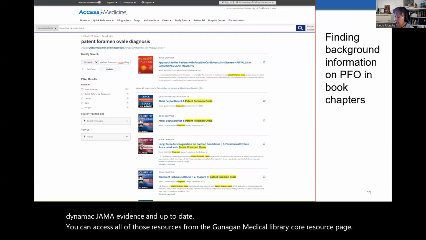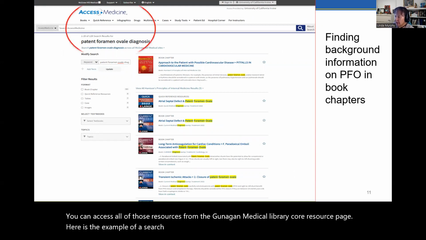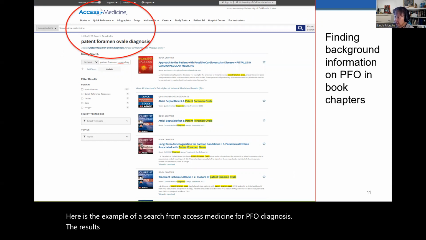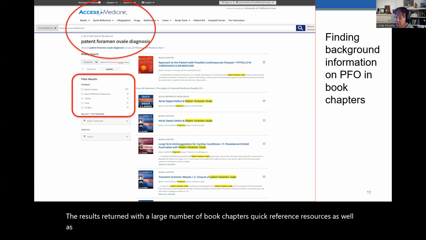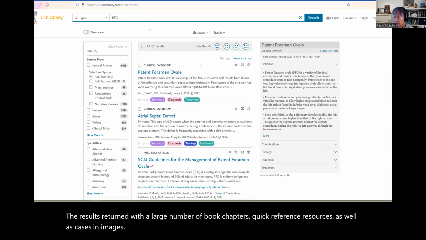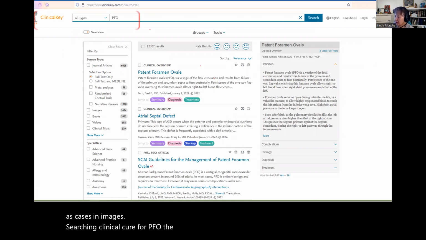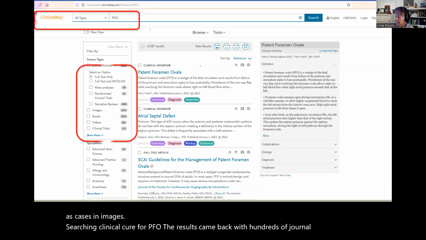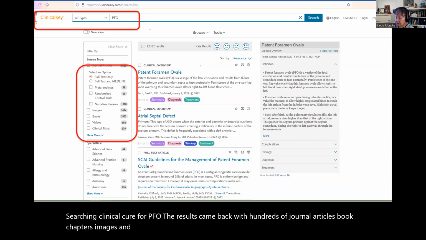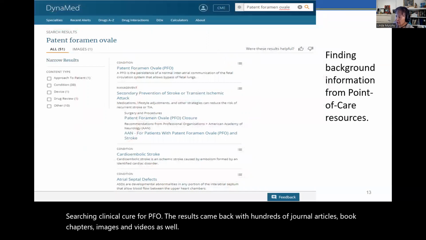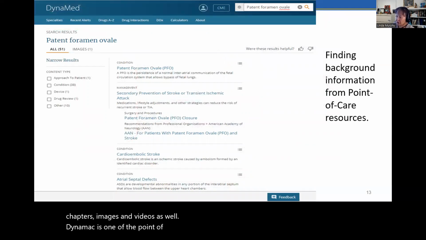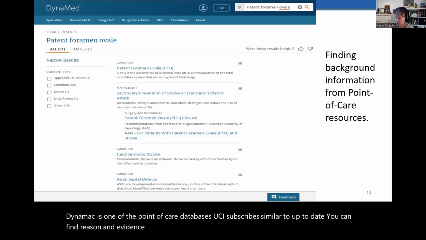Here is an example of a search from AccessMedicine for PFO diagnosis. The results return a large number of book chapters, quick reference resources, as well as cases and images. Searching ClinicalKey for PFO, the results came back with hundreds of journal articles, book chapters, images, and videos as well. DynaMed is one of the point-of-care databases UCI subscribes to. Similar to UpToDate, you can find recent and evidence-based background information here.